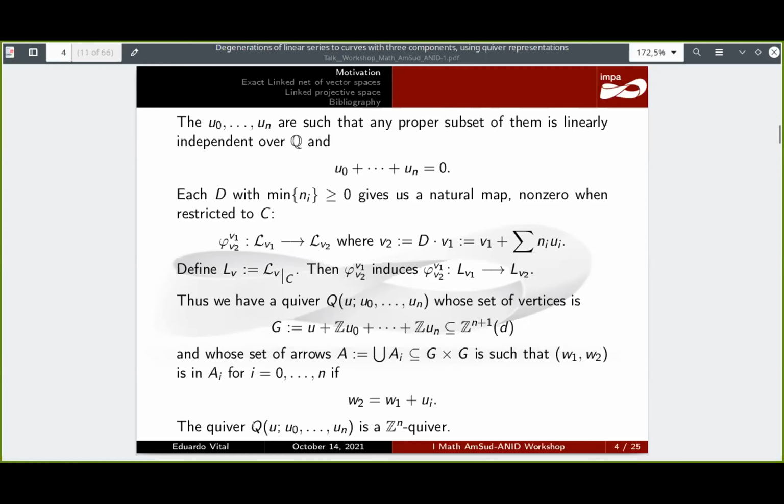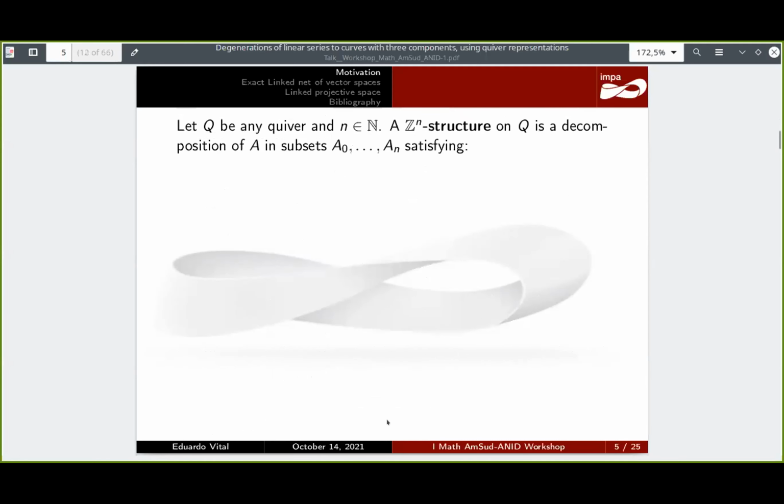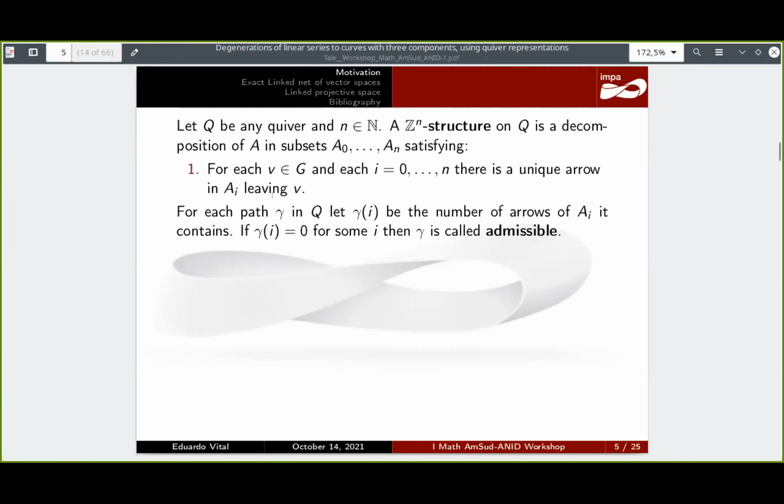This quiver is called the Z^n quiver. And more generally, the definition of a Z^n quiver: let Q be any quiver and n a natural number. A Z^n structure on this quiver is a decomposition of the arrows into n+1 subsets satisfying the following three properties. One, for each vertex of G and each i from 0 to n, there is a unique arrow in A_i leaving this vertex. And for a path gamma in Q, we consider gamma_i, the number of arrows in A_i that it contains.